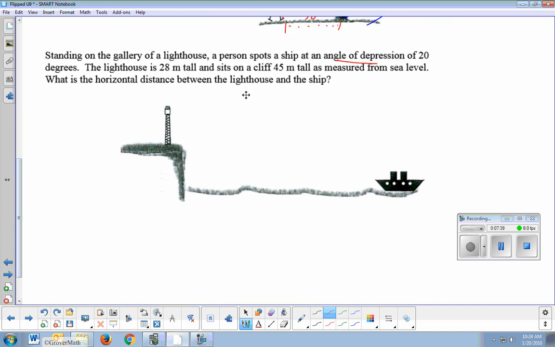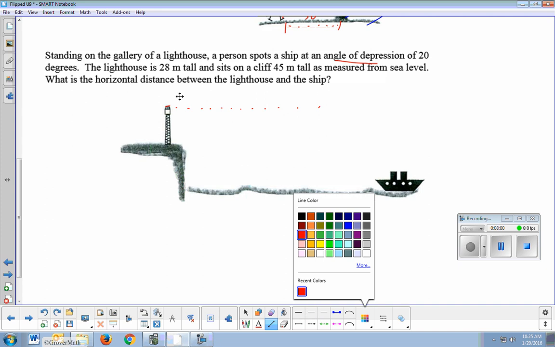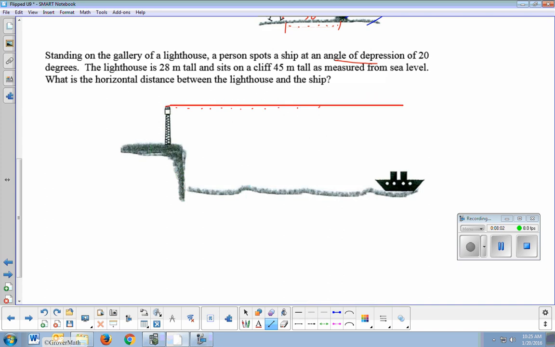All right, the lighthouse looking at a boat. We see this question all the time. So standing on a gallery of a lighthouse, and that's at the top of the lighthouse, a person spots a ship at an angle of depression. Again, a person looking straight out would look like that. But looking down at a ship, I'm going to use my little line tool here to draw straight lines. This is what you would see looking straight out, of course. But looking down, angle of depression is looking down. This angle of depression of 20 degrees.